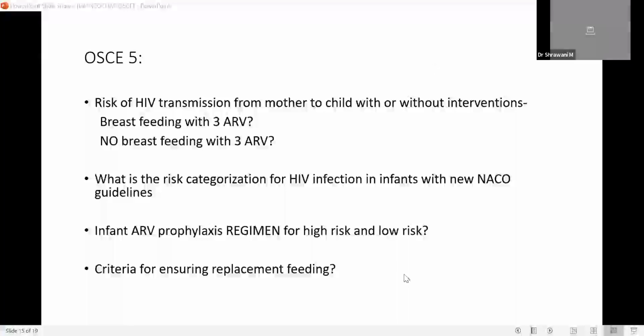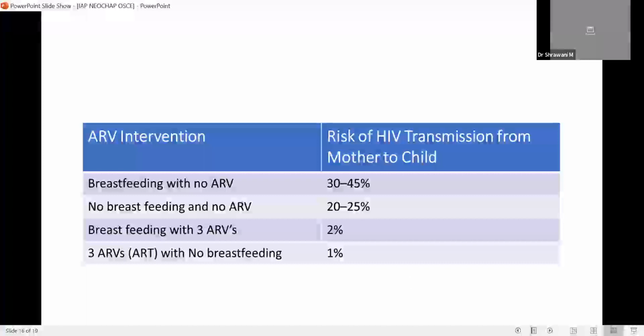Okay, no problem. We'll go ahead with the answer. So, the risk of HIV transmission from mother to child when the mother is breastfeeding and also receiving the antiretroviral regimen is a 2% chance. And when the mother is not breastfeeding and is on ART, it is only a 1% chance of transmission. Yes, it is 1% with no breastfeeding and 2% with breastfeeding when the mother is on antiretroviral regimens.